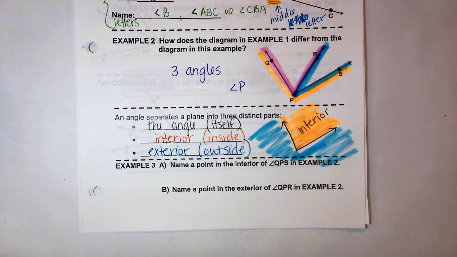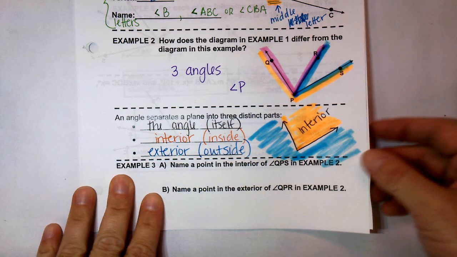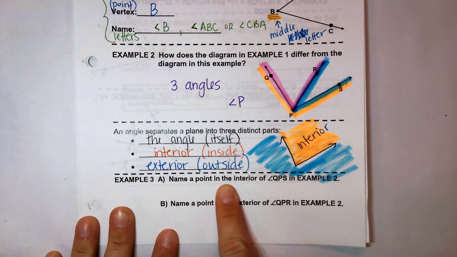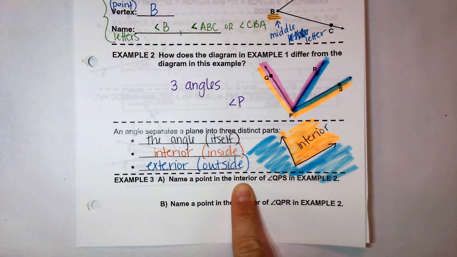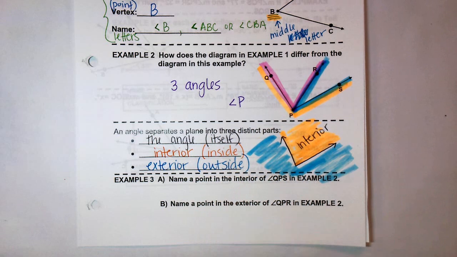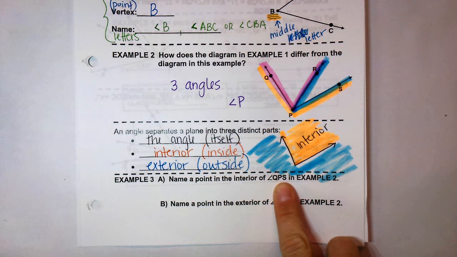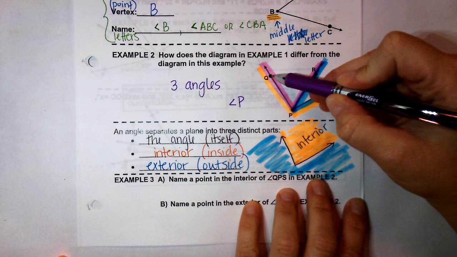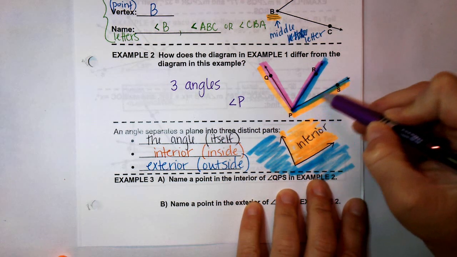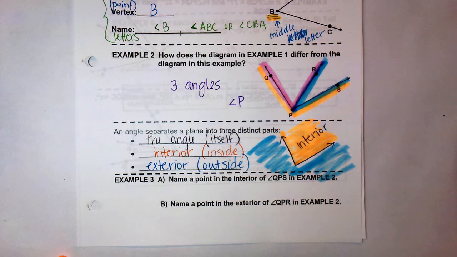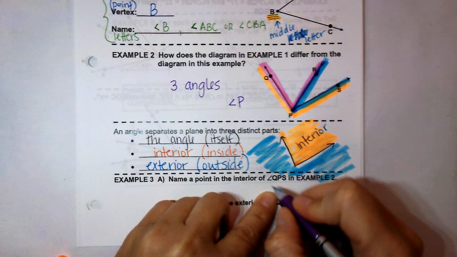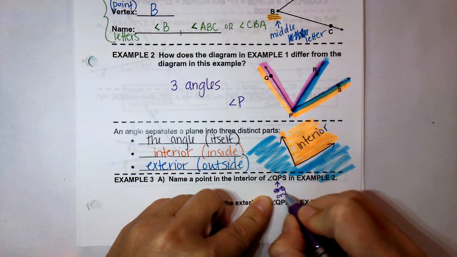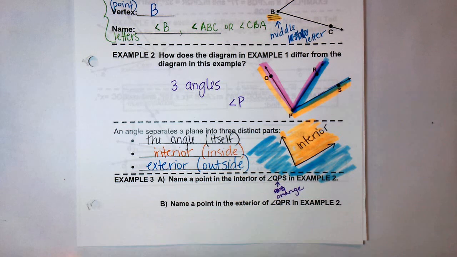Ready? Examples. So if I'm looking at example 2, this picture right here, it's asking me to name a point interior of QPS. The first thing you have to do is find the angle that they want, QPS. So trace those points from Q to P to S. That's the orange angle. So this is my orange angle. O-R-A-N-G-E. Maybe one day I'll learn how to spell.